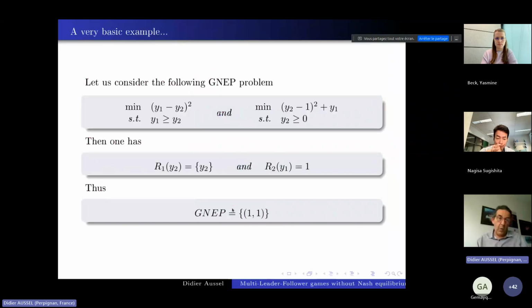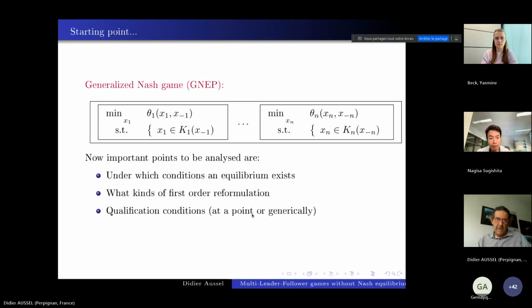A very simple example is this one, for example, where for this you have the response being Y2, for this being 1, and thus the GNEP will be 1. Okay. But now, when you have this model in hand, it is important to know under which condition it exists. So after the pioneering work of Arrow, Debreu, and those famous people, a lot of improvement has been done in this direction concerning equilibrium.